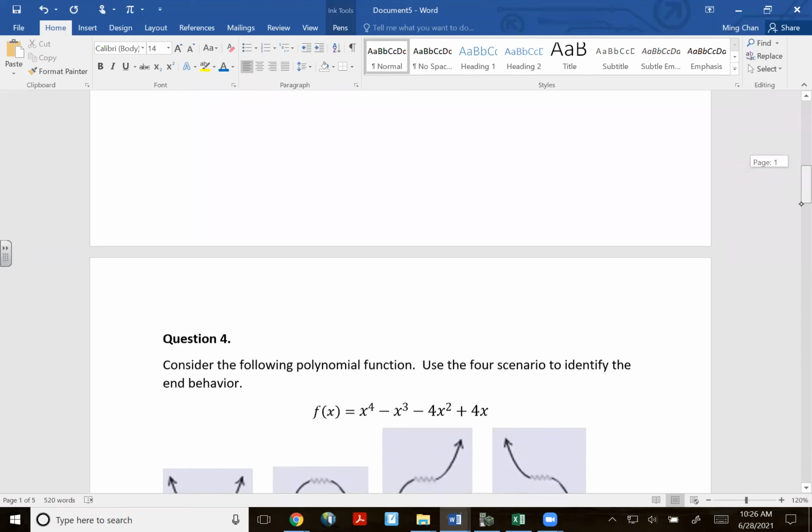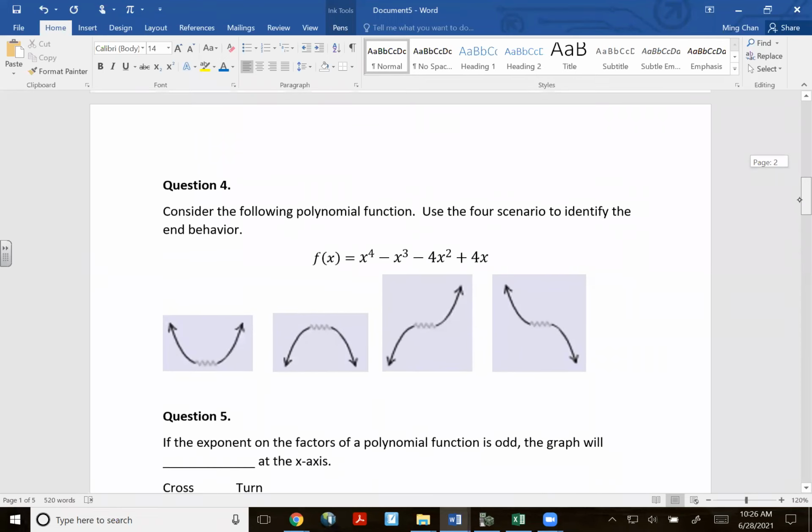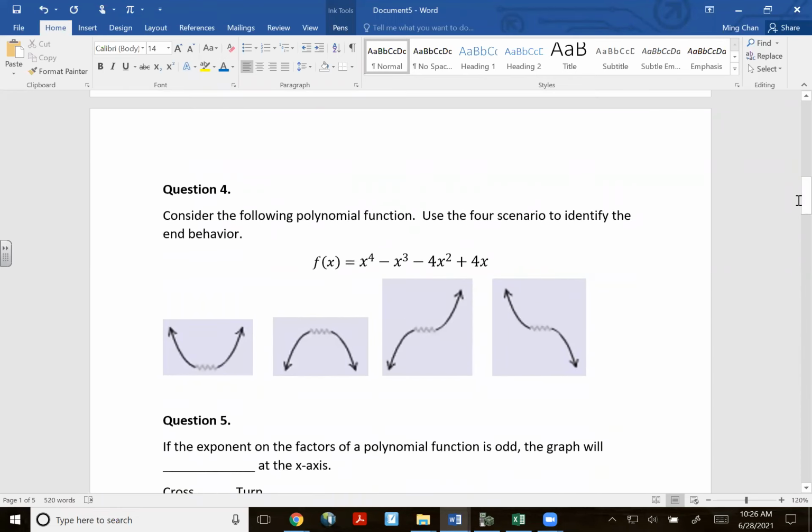Question number 4. Multiple choice. Okay. Consider the following polynomial function. Use your four scenarios to identify the end behavior. Okay, so look at the degree of the polynomial and look at your leading coefficient and make your selection.